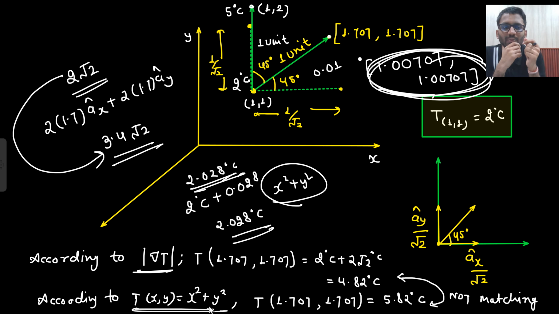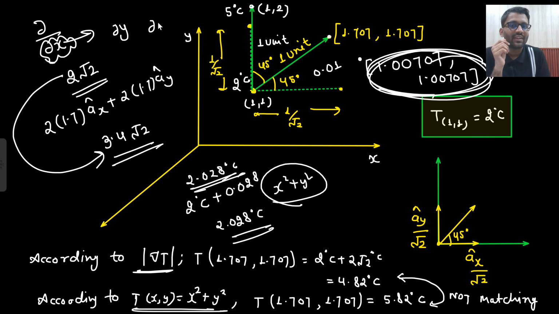Why does the change have to be small? Can anyone think of it? Why is it detecting the small change only? Pause the video and try thinking of it. The hint is, see the definition of gradient. See the formula of gradient. What is the formula of gradient? Del by del x. So it will see only the small change in x, small change in y, and small change in z. Are you getting this point or not?